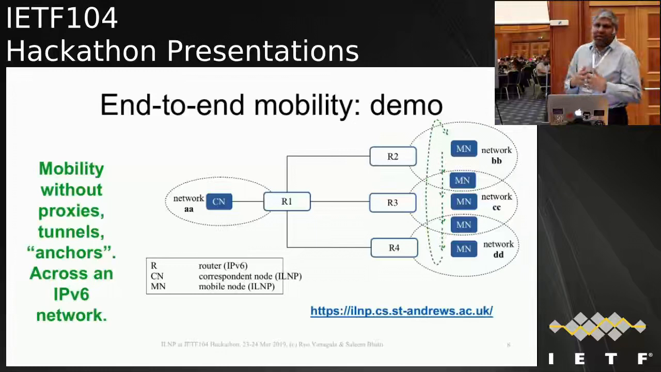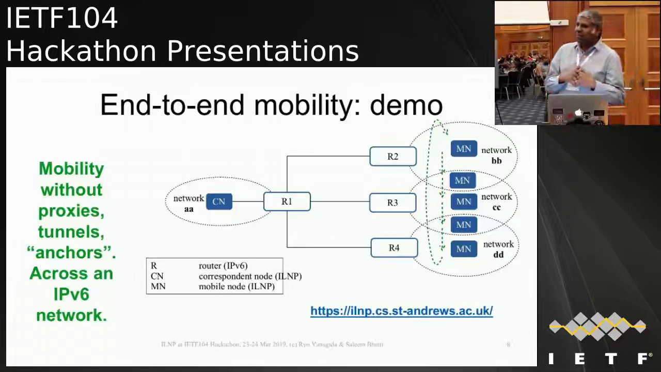So this is the little mini testbed we have, which is currently at the back and it's been torn down, but will be at the hack demo session tomorrow. And the blue nodes, the correspondent node and the mobile node, are ILNP enabled, and they're communicating across a set of routers that are IPv6 only. They don't know about ILNP at all. But what's happening is that the mobile node is moving across those networks. We emulate that by taking interfaces up and down.